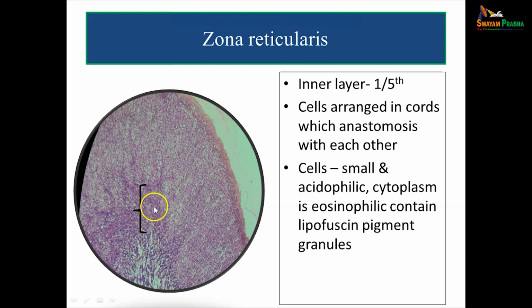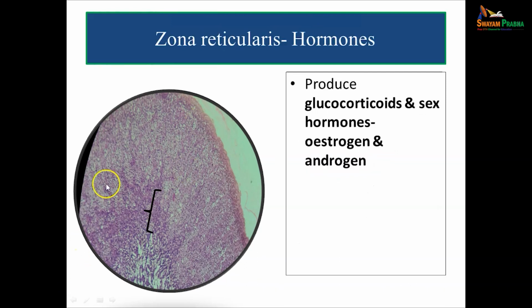The cells are arranged in cords which anastomose with each other. These cells are small and acidophilic. Cytoplasm is eosinophilic, which contains lipofuscin pigment granules. These cells produce hormones called glucocorticoids and sex hormones like estrogen and androgen.